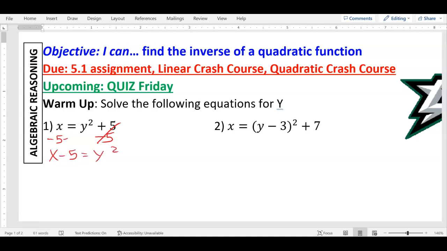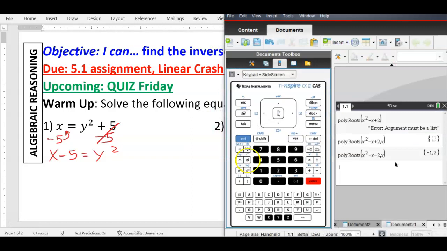Now notice that minus 5 and that x, they do not combine. So x minus 5 equals y squared. Y is almost by itself, but I've got the squared I've got to get rid of. How do I get rid of that squared? What is the opposite of squaring something? Here's a little clue on your calculator. If you look at the squared button, what is right above the squared button? What does that little symbol mean? Square root. So square and square root are opposites.